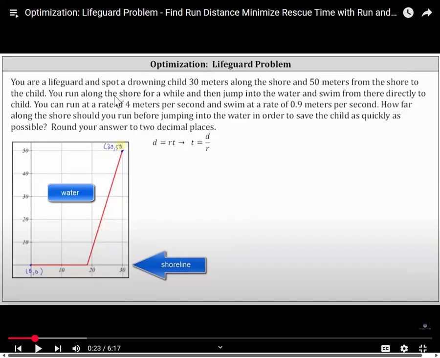But the problem is, you run along the shore, then jump into the water and swim directly to the child. You can run at the rate of 4.0 meters per second and swim at the rate of 0.9 meters per second. How far along the shore should you run before jumping into the water? Okay.